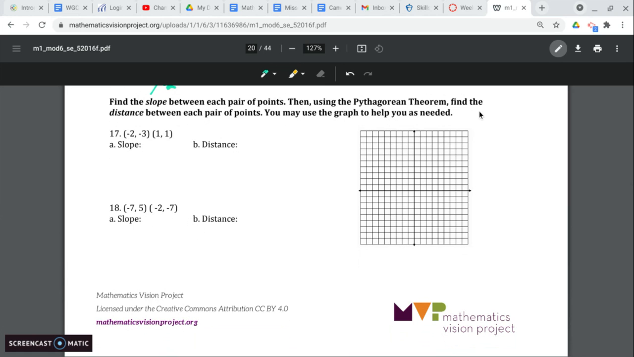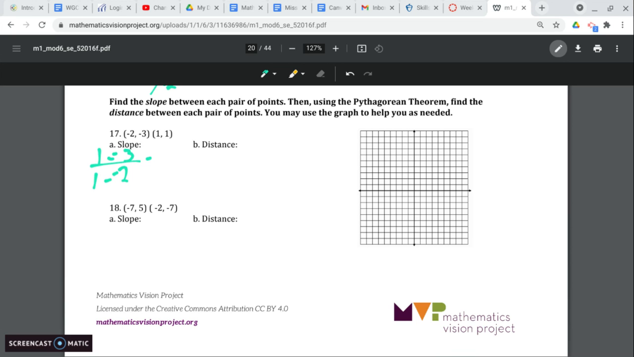All right, and our last section, we want to find the slope between each pair of points. Then, using the Pythagorean theorem, find the distance between each pair of points. You may use the graph to help you as needed. So, slope, y2 minus y1 over x2 minus x1.